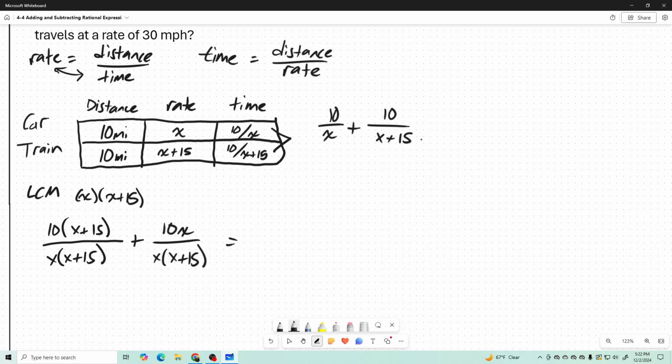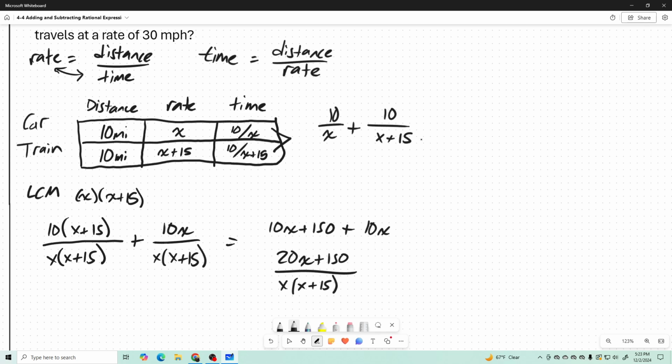Well, first I'm going to break this up, right? So I'm going to have 10x, 10 times 15 is plus 150. And then plus, over here we have 10x, so 10x. Right? And now let's go ahead and simplify that just a little bit more. We're going to have 20x plus 150, and that's going to be all over our denominator, which was x plus 15.